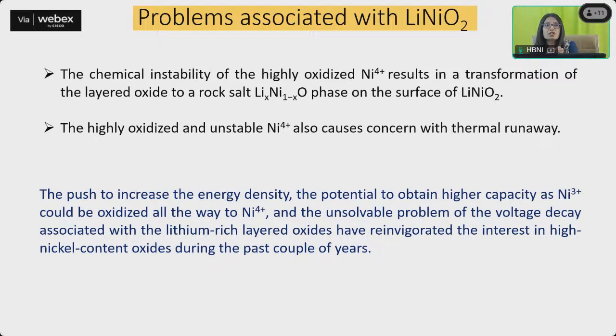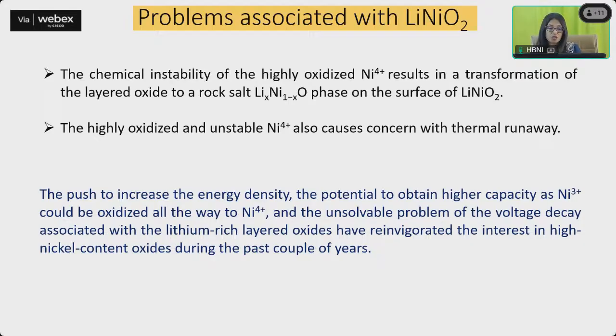Another problem is the chemical instability of this highly oxidized Ni4 plus, which will result in transformation of this LiNiO2 from a layered oxide to a rock salt kind of phase. This is LixNi1-xO, a rock salt phase on the surface of LiNiO2. Once this particular phase is formed, it is not going to function as well as the LiNiO2, and this is also going to degrade. So there's a structural degradation again happening. Again, the highly oxidized and unstable Ni4 plus will also result in thermal runaway. So these are the 5 different problems which are associated with LiNiO2.